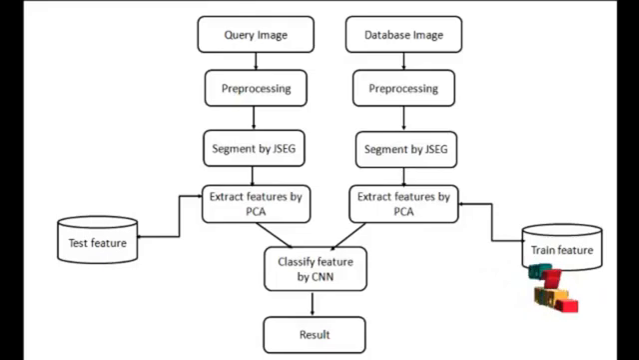After that, query images are given as input, then pre-processing is performed, and then JSCG segmentation is performed only for exudate images. Then PCA extraction is performed on the images. Extracted features are stored as test features. The test features and training features are compared using the classifier CNN, which is a cascade neural network classifier. CNN classifies the resulting images as exudate images or non-exudate images.